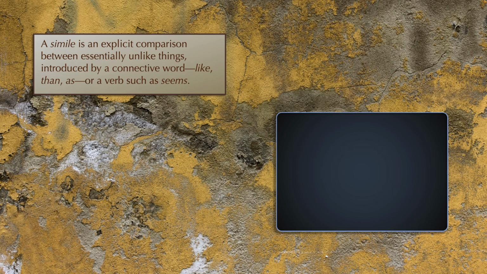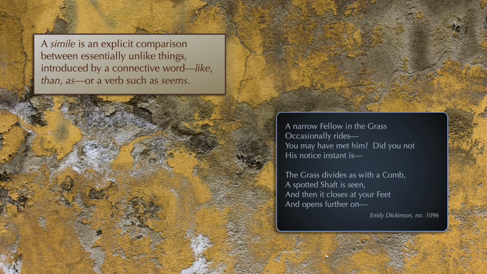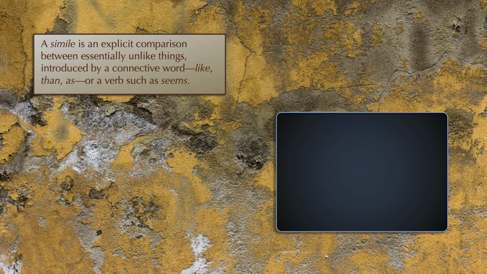You can look at another one here. This is number 1096, A Narrow Fellow in the Grass, a poem about a snake. See if you can find any similes in these two stanzas. And in the second stanza there, the grass divides as with a comb. Another simile.